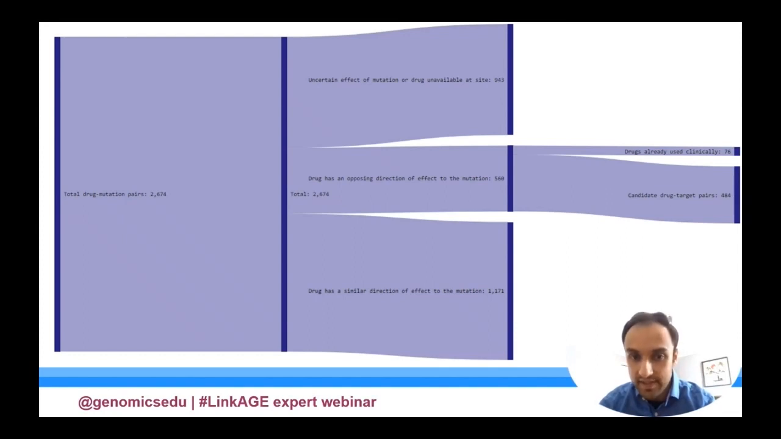what we found was that 560 of that just over 2,600 had an opposing direction of action to the mutation, which you have to remember is the whole basis of the algorithm. And what was really promising to us was that 76 of these drugs were already used clinically. So that means that these acted as essentially a positive control for our algorithm. And we identified 484 novel candidate drug target pairs. And this is a really big deal to us, because it means that only just under 20% of these targets have effective therapies, and potentially we have a lot more therapeutic agents we could use in these diseases.